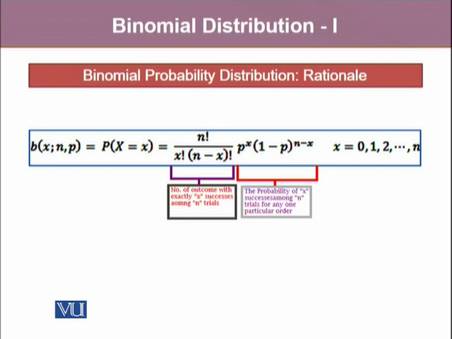Hence, this is the probability mass function of the binomial probability distribution. As I shared earlier, that it has two components. The first component, which is n choose x, can also be written as n factorial divided by x factorial multiplied by n minus x factorial. This portion of this probability mass function talks about the number of outcomes with exactly x successes among n trials. If there will be one trial, n choose x will be 1. Whereas the second half, that is p to the power x, 1 minus p to the power n minus x, it's the probability of x successes among n trials for any one particular order.